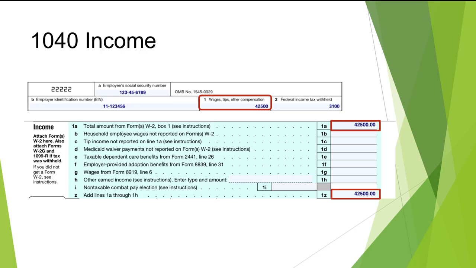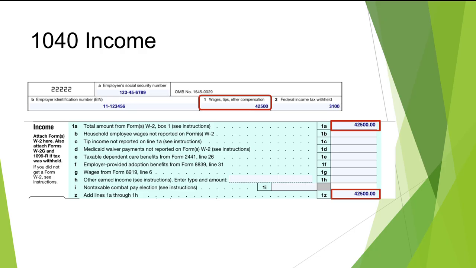Now, the next section is Jordan's income. And notice I've shown a picture of the W-2 form in the top half of the screen. In the bottom half of the screen, I have shown a picture of the income section from the 1040 form. The value from box number 1, wages, tips, and other compensation, $42,500, is entered directly on the 1040 form in line 1A.